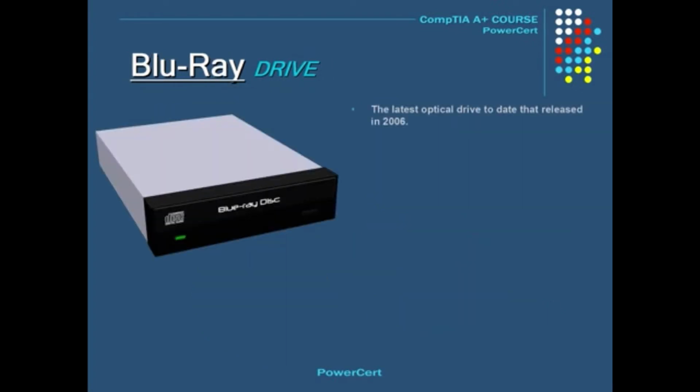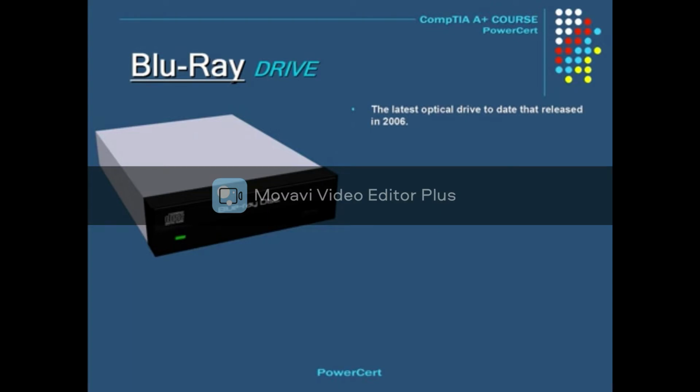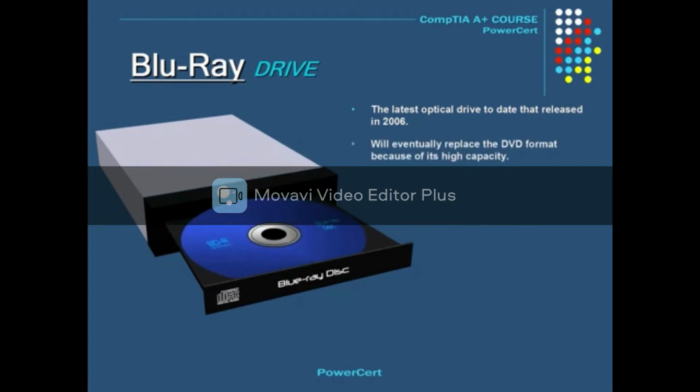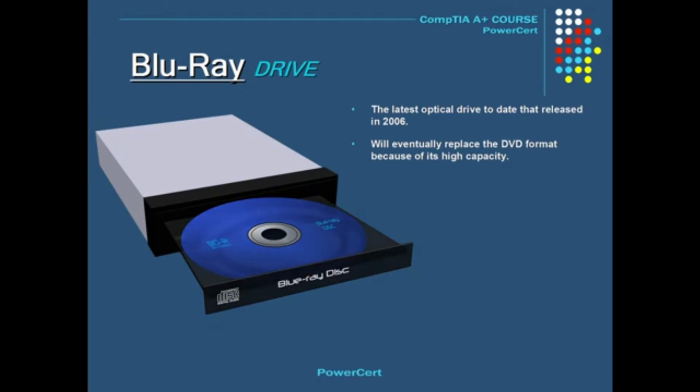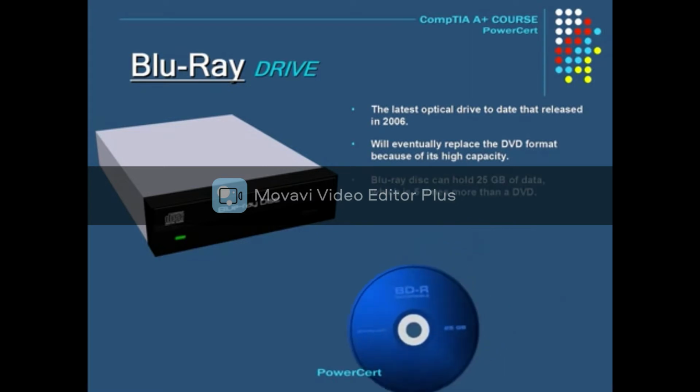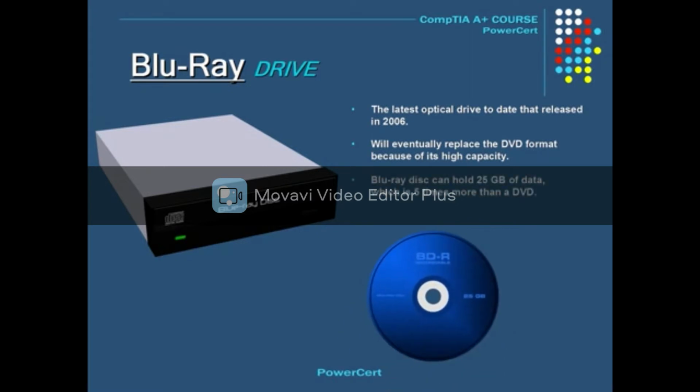Blu-ray is the latest optical drive to date that was released in 2006. Blu-ray will eventually replace the DVD format because of its high capacity. Blu-ray uses a shorter wavelength laser compared to DVD, which allows a Blu-ray disc to store far more data than a DVD. A standard Blu-ray disc can hold 25 gigabytes of data, which is 5 times more than a DVD.